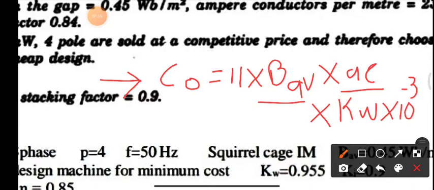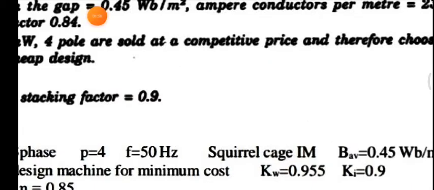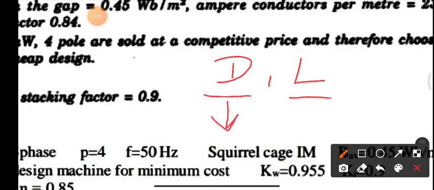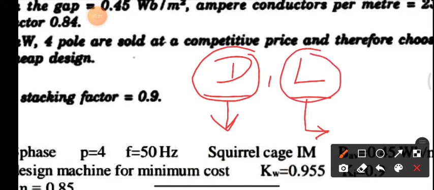Today we are mainly going to learn how we can find these two main dimensions of a stator. We all know what D and L are. D is the diameter of the stator bore, whereas L is the length of the stator. So how can we determine the value of D and the value of L? It is a very small numerical. We will first see the steps and then go for the numerical, to see how we can solve numericals based on this.